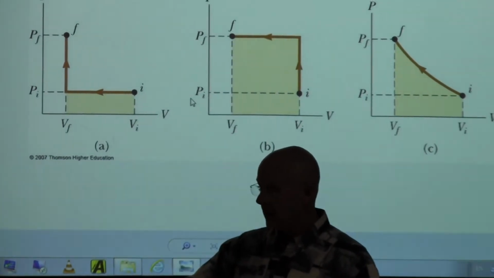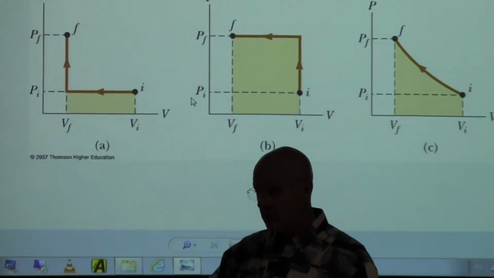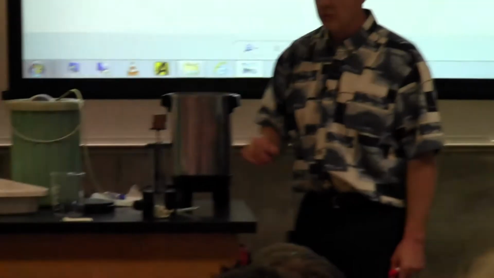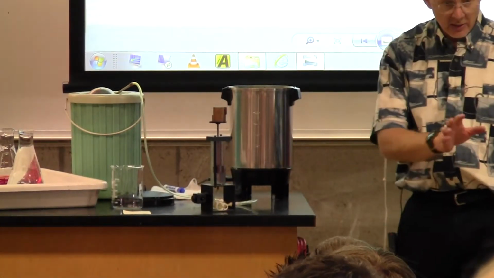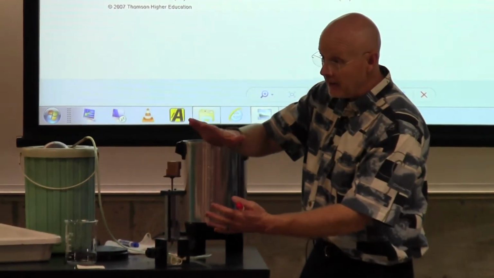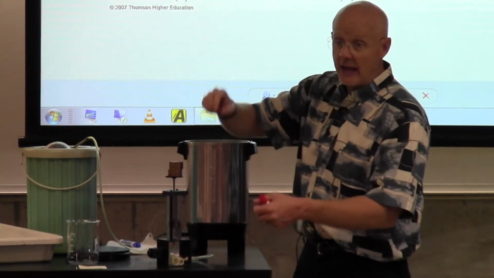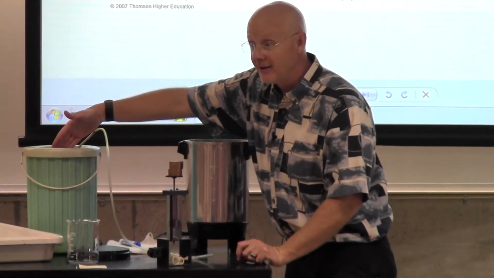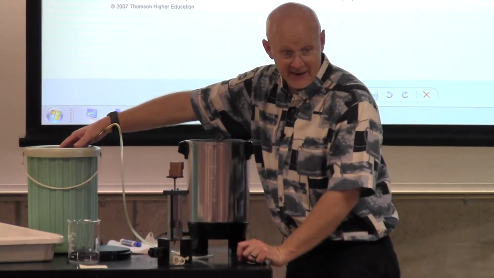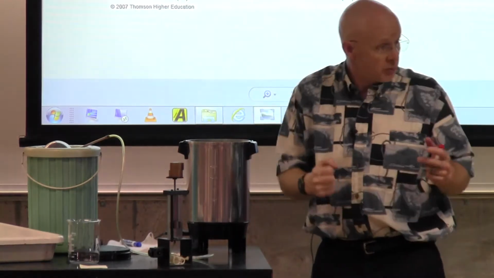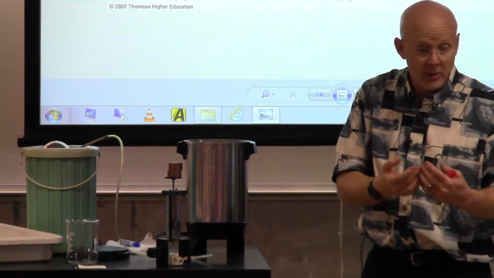Well, I guess I could start piling more weights on here. Right? That's more pressure. It's also less volume. But if I do it kind of slowly here, as this goes down and does work and tries to warm up the gas, what happens? The bath here cools it down. And so this, if done slowly, is what I would call an isothermal process.